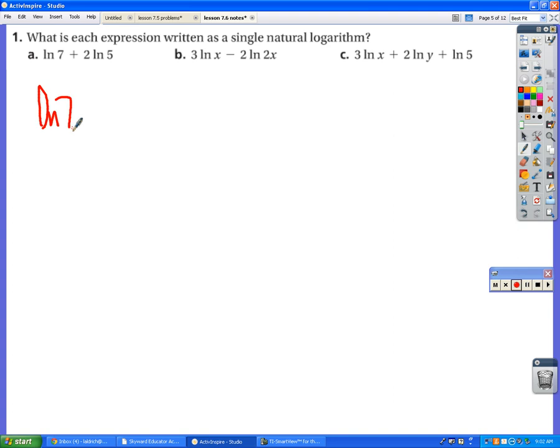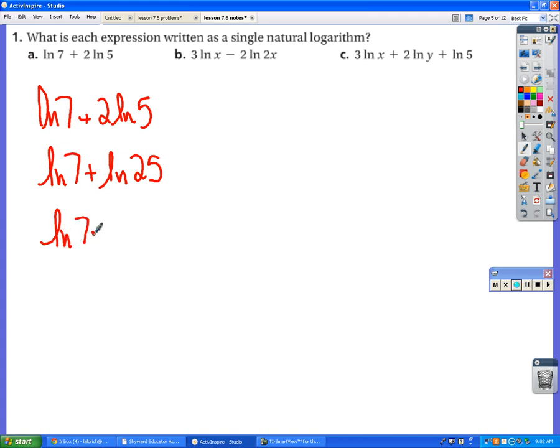Natural log of 7 plus 2 natural log of 5. What can I do with the 2? Make it an exponent. And you know 5 squared is 25, right? And then addition is the same as multiplication. So this would be the natural log of 7 times 25, which is the natural log of 175.